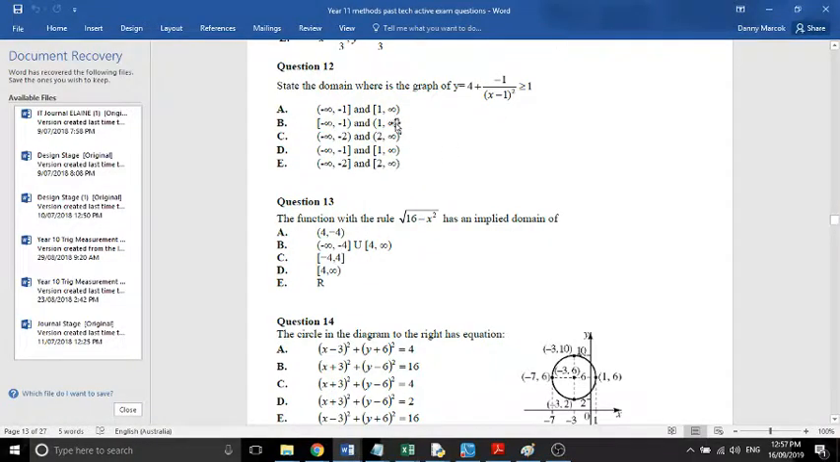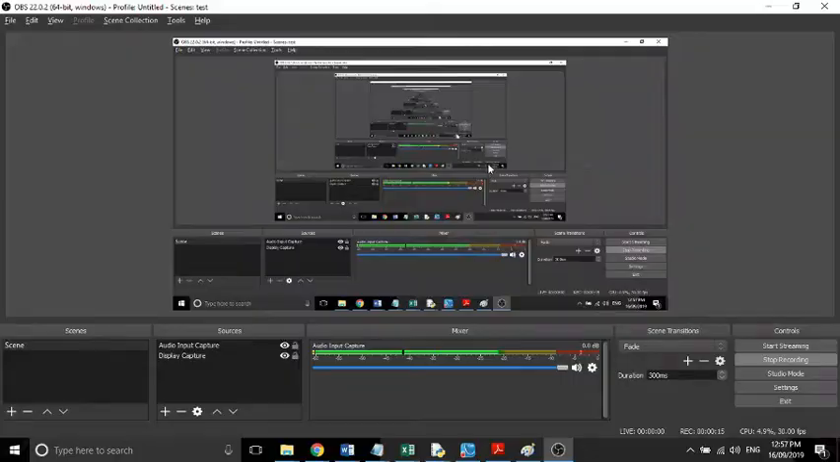In this question and this one here, we've been asked about some domains. So here we're saying state the domain of the graph where y equals 4 plus this is greater than 1. And then for this one, we're looking for an implied domain. So with this one, let's see if we can just solve it with CAS.